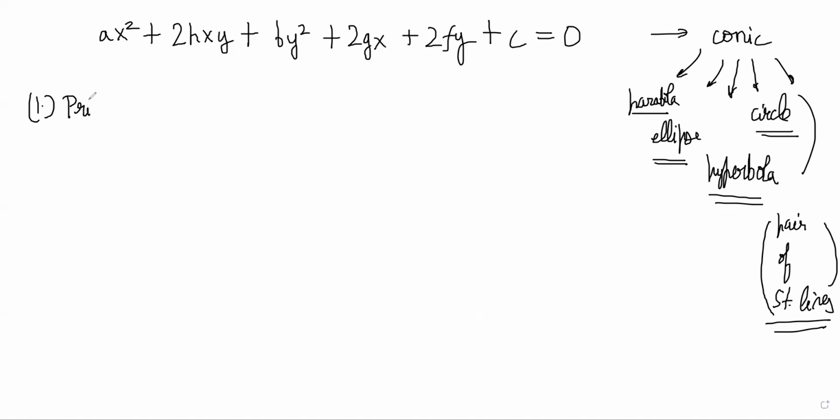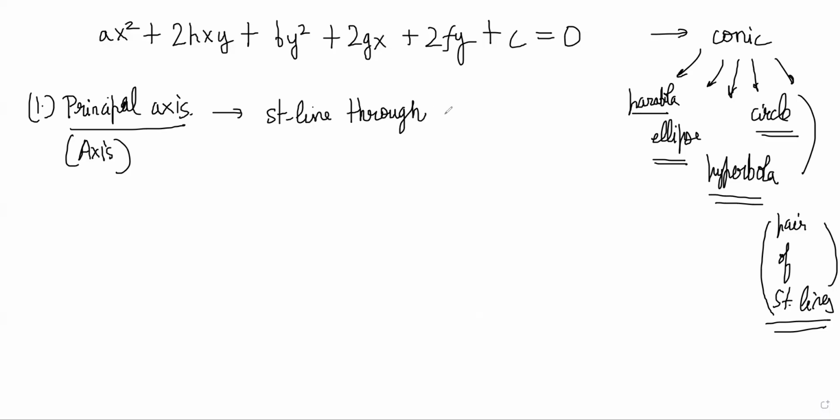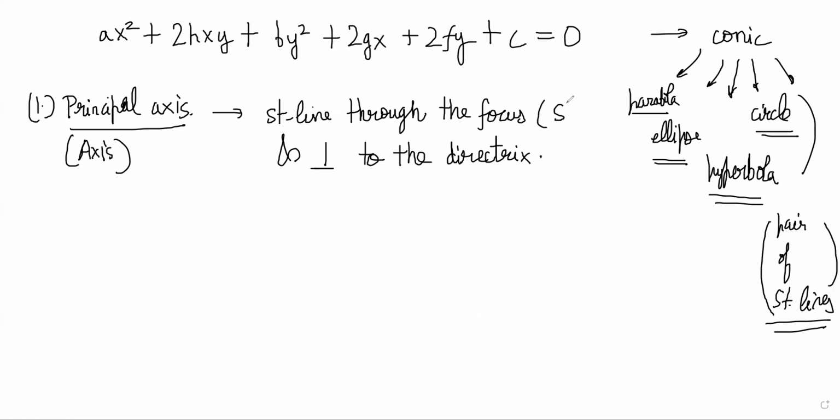The first thing is the principal axis. The principal axis, or sometimes known as the axis of a conic, is the straight line through the focus and perpendicular to the directrix. Now, if you recall, we already know what the focus and the directrix are. Focus is the point S and directrix is the line M. So what we want is a straight line that passes through the focus and is perpendicular to the directrix. That will be your principal axis of a conic.